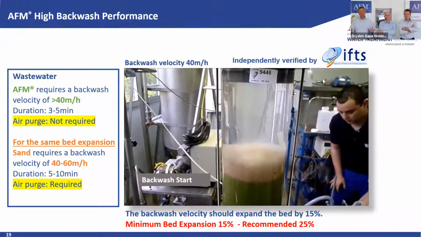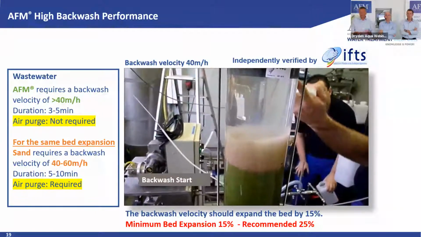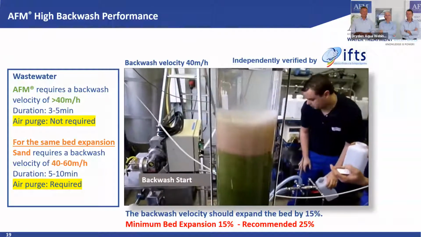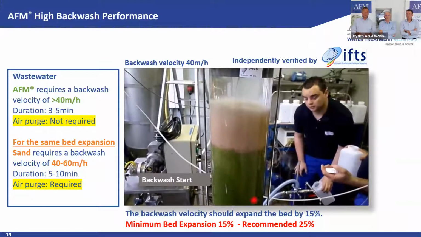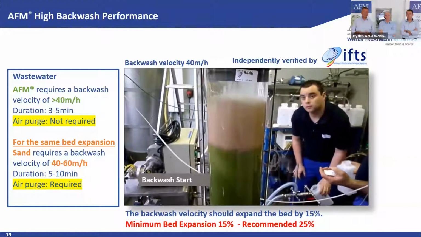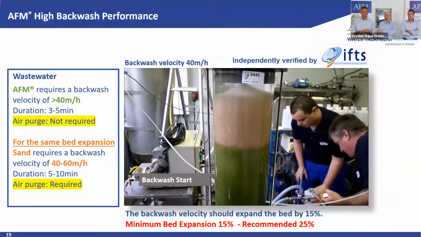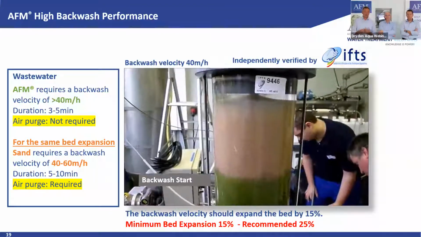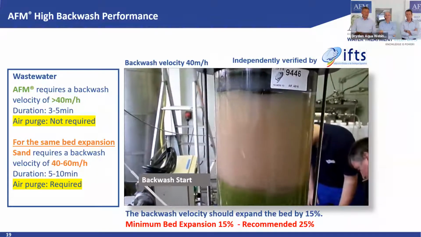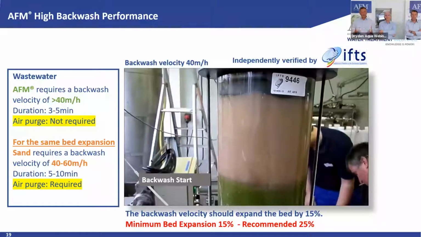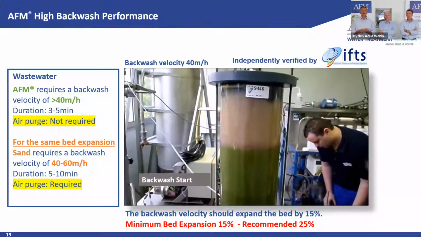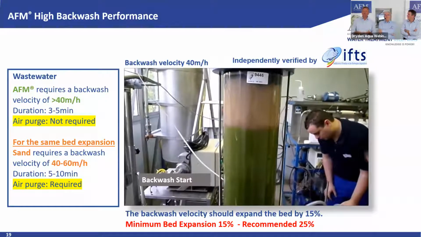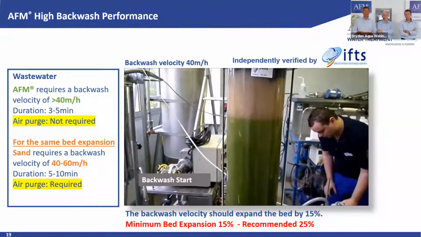So yeah, when you're backwashing, you need a certain velocity. Here it was 45 meters per hour. This was still the old AFM standard, old grading. And you see how the bed expands. And really, we want minimum 15%, ideally 25%, or let's say the bigger the better, bed expansion, so that you bring up the particles to the top of the filter bed, and also wash them out.